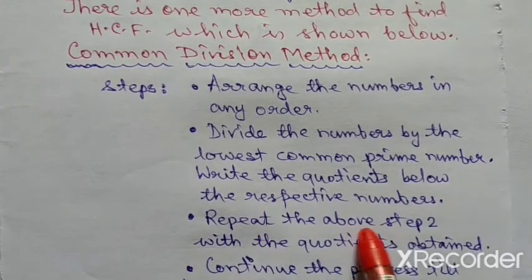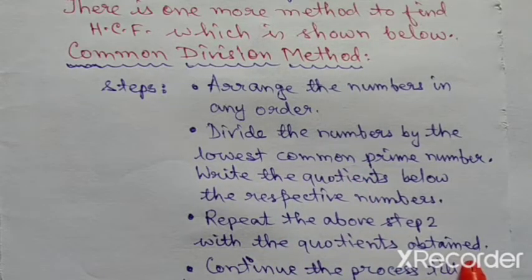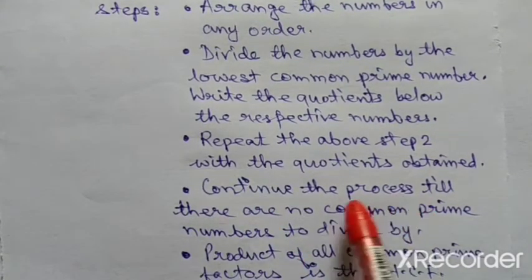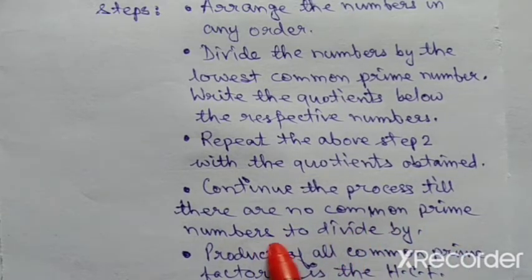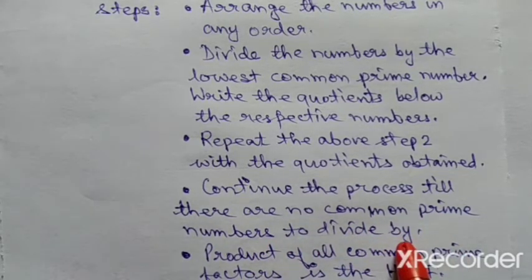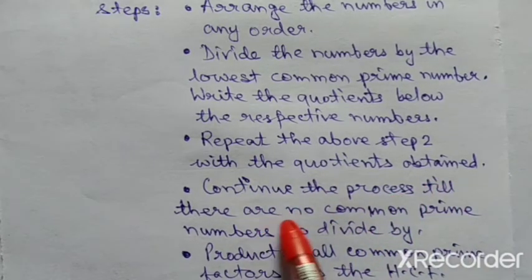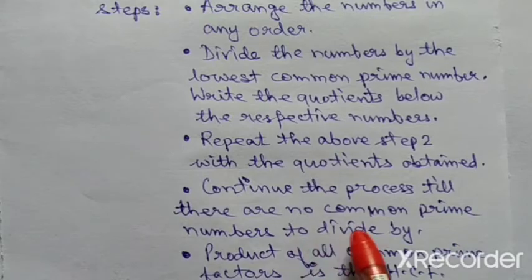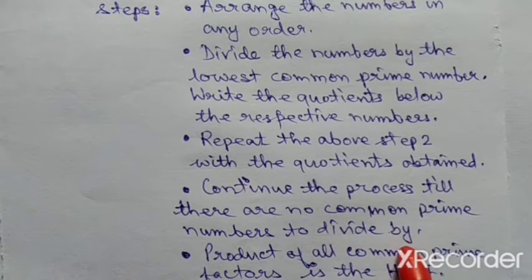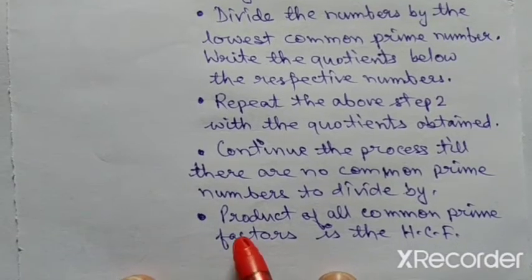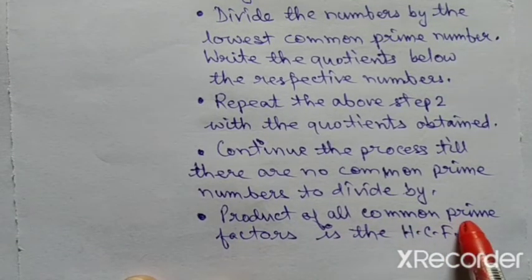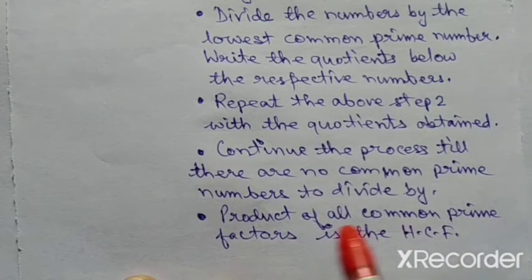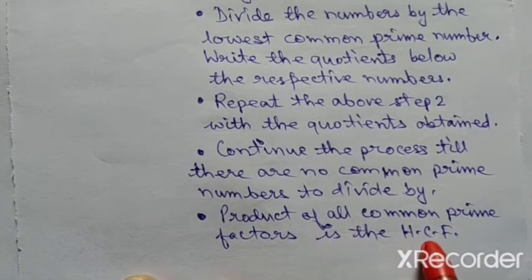Now third step, repeat the above step 2 with the quotients obtained. Continue the process till there are no common prime numbers to divide by. Very simple rule. This is the step to be seen by you. And last, the product of all common prime numbers or factors is the required HCF. Product of all common prime factors is the required HCF.